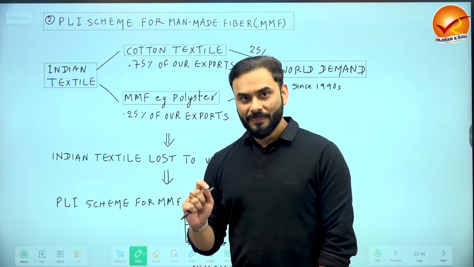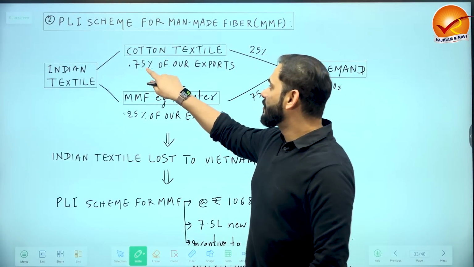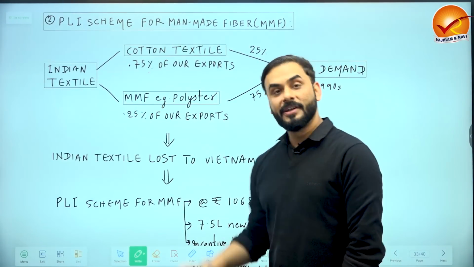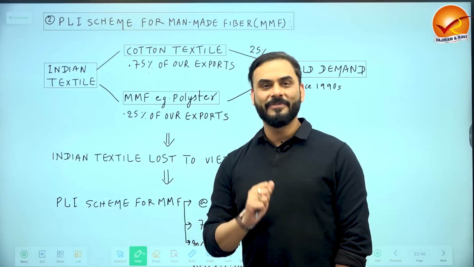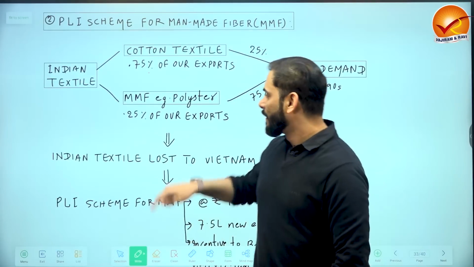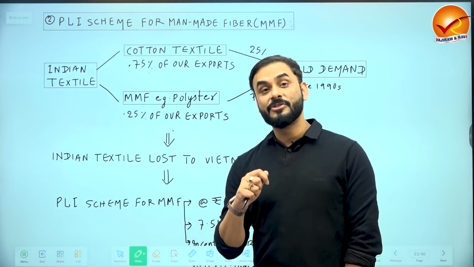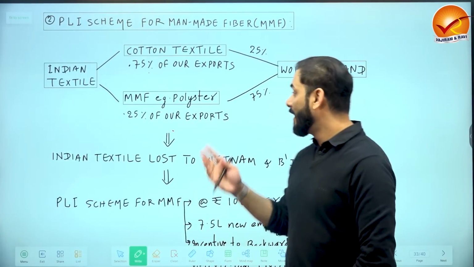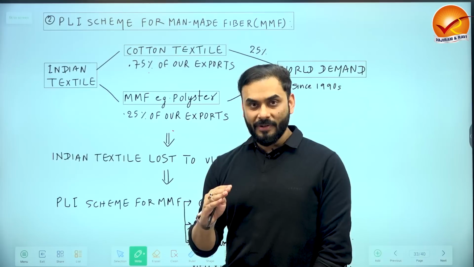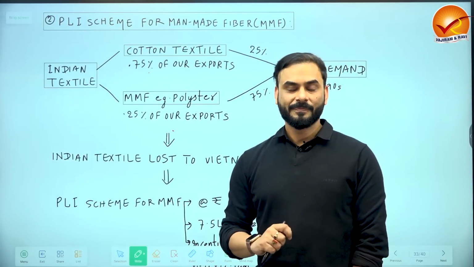So what are the types of different fibers that India exports to the world? Suppose you take a look around the Indian textile industry, you will see that 75% of our export related to textile is cotton textile, which means natural fibers. So 75% of our export is cotton-based textile. 25% of our export is man-made fiber. Man-made fibers are fibers which we create in the laboratory through chemicals, like polyester. It's a man-made fiber, it's not a natural fiber. So 25% of our export is man-made fiber, 75% of our export is cotton textile.